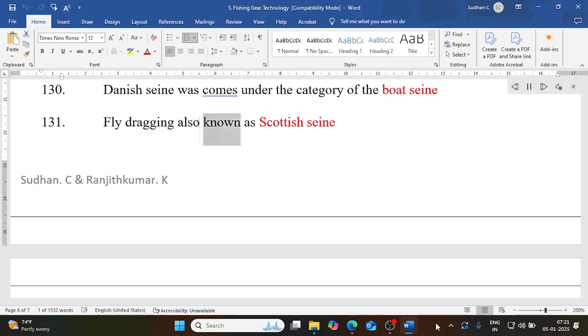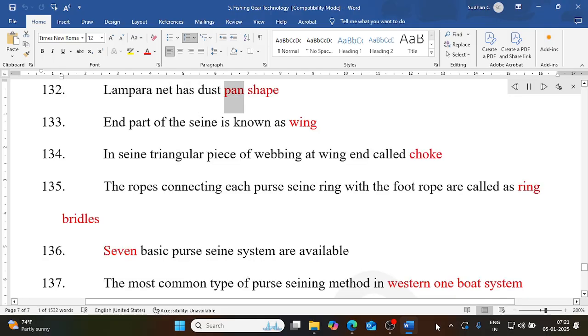Fly dragging is also known as Scottish seine. Lampara net has a dustpan shape. The end part of the seine is known as wing. In a seine, the triangular piece of webbing at the wing end is called choke. The ropes connecting each purse seine ring with the foot rope are called ring bridles. 7 basic purse seine systems are available.